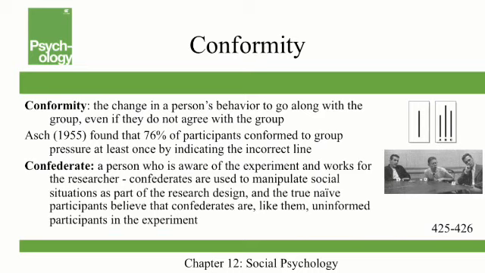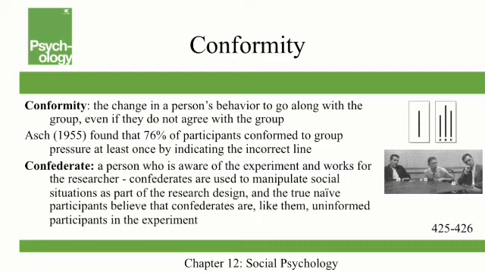Well, let's switch gears a little bit and talk about conformity, and that's the change in a person's behavior to go along with the group, even if they do not agree with the group. Solomon Asch in the 1950s found that 76% of participants conformed to group pressure at least once by indicating the incorrect line. The lines are off there to the right, and you're supposed to say which one matches, A, B, or C. I think it's fairly obvious that it's C, but everybody in the group was saying, well, I think it's A.